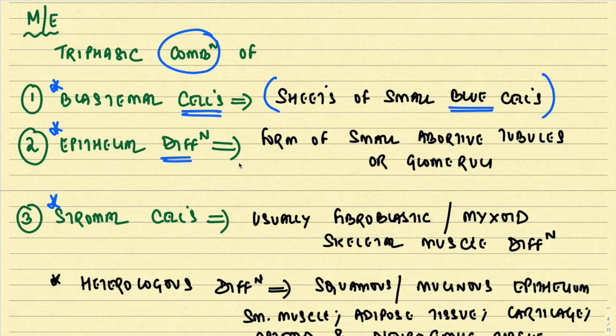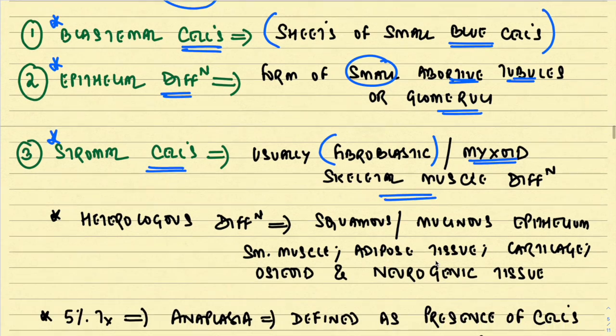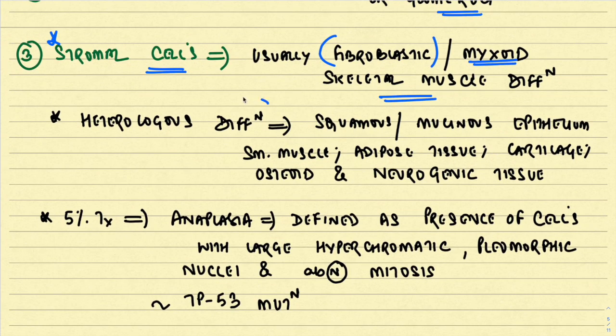Now the epithelial component basically presents in the form of small abortive tubules or glomeruli. And the stromal cells usually present as fibroblastic or myxoid differentiation. Sometimes skeletal muscle differentiation might also be seen. Sometimes there is a heterologous differentiation present in such patients. That means they will show squamous epithelium or mucinous epithelium. They might show other elements like smooth muscle, adipose tissue, cartilage, osteoid, and neurogenic tissue. So these are the heterologous differentiations that might be seen in some patients.